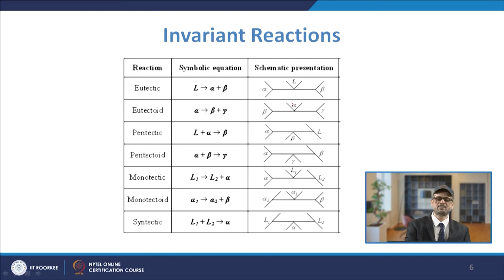Apart from that, you have the peritectic reaction, where liquid plus alpha, upon cooling, that is, liquid plus one solid phase, will give you another solid phase. While if you heat, the solid phase will be converting to one liquid plus one solid phase. So, that is your peritectic reaction.